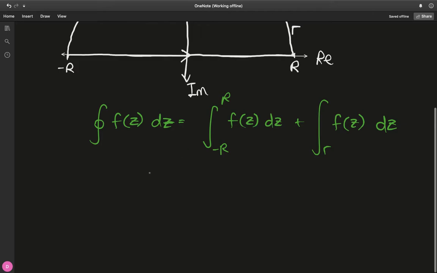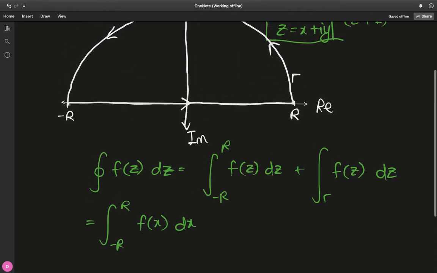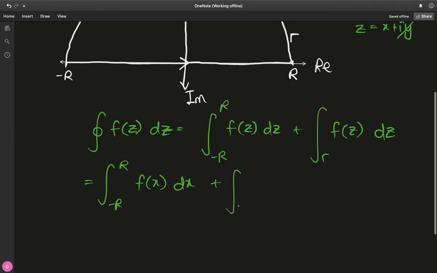So if you want, I can just rewrite everything. So the contour integral is going to be integral from minus r to r of f of x dx, because notice that the part of minus r to r is on the real axis, right? So on the real axis, if you had a complex variable z equals x plus iy, there is no imaginary part y, so this is just 0, so z is equal to x. That's why we have this. Plus integral over gamma of f of z dz.